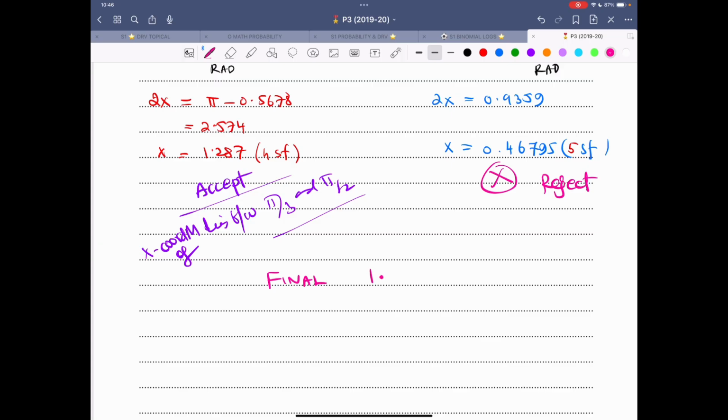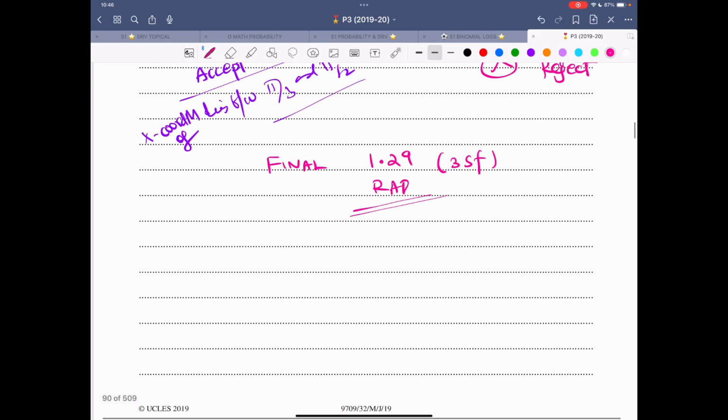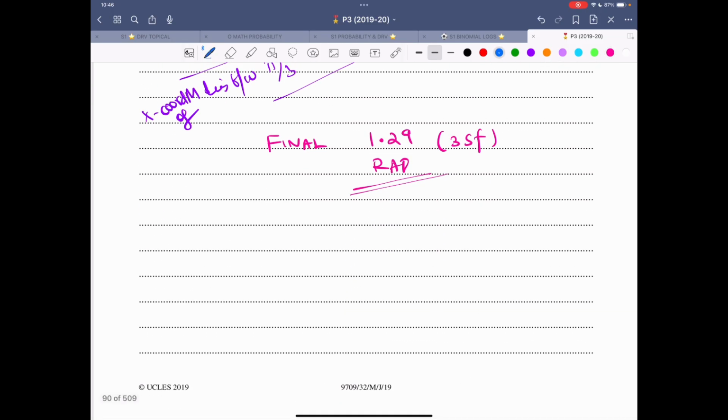One last thing, the final answer. 1.287 will be rounded off as 1.29, correct to 3 significant figures, and the answer is in radians. So what have you learned in this question? It's about trigonometry, addition formula, double angle formula, differentiation, trig equation, and radians. And it's about integration, a basic integration with limits because it was about the area of the shaded region.